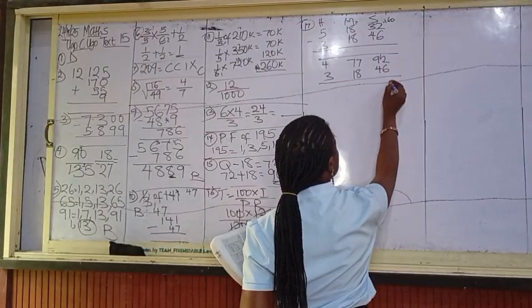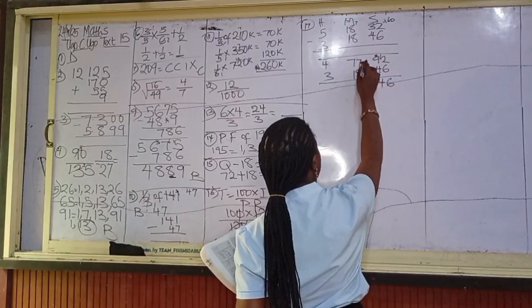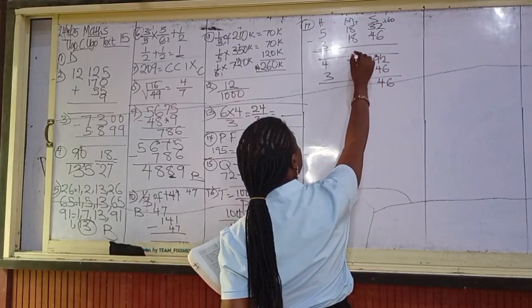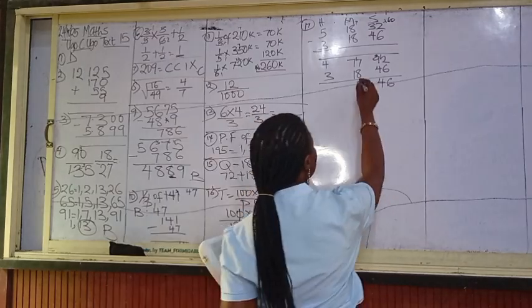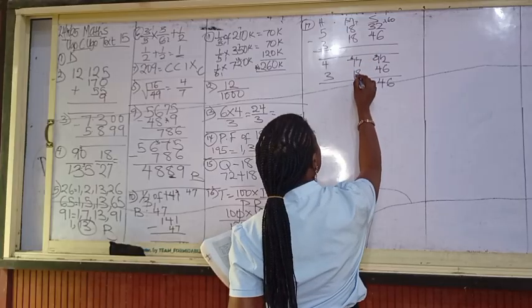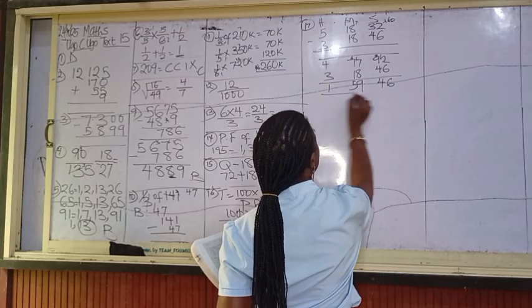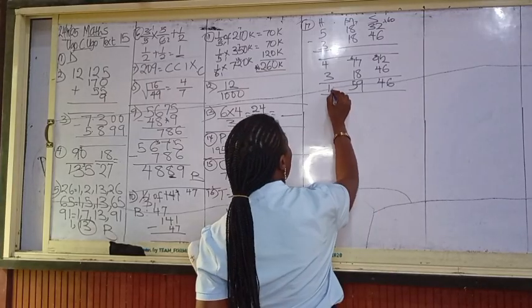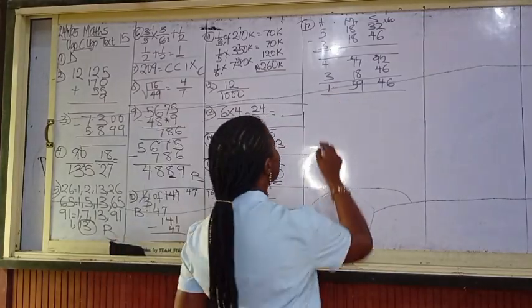So here, let's borrow 1 to this place. That will give us 6. Here we have 8 left. That will give us 4. Here we have 17, 8 away from 17. Here we have 6, that will be 5. And this will be 1. So our answer there is 1 hour, 59 minutes, 46 seconds.